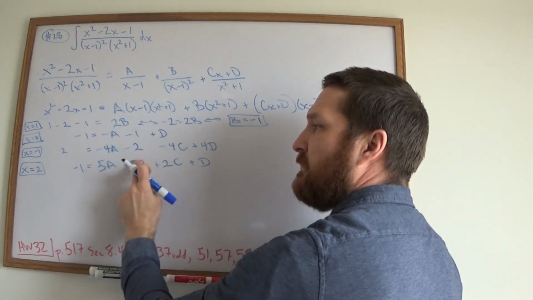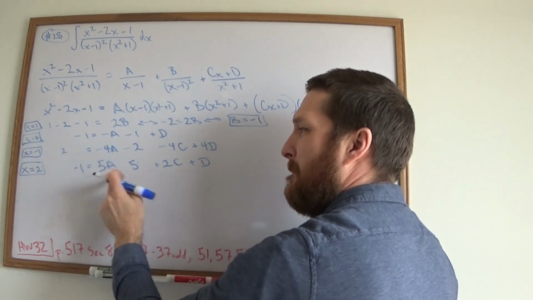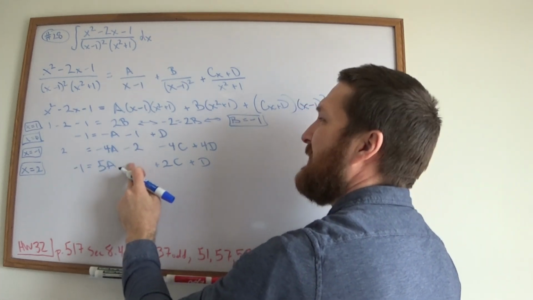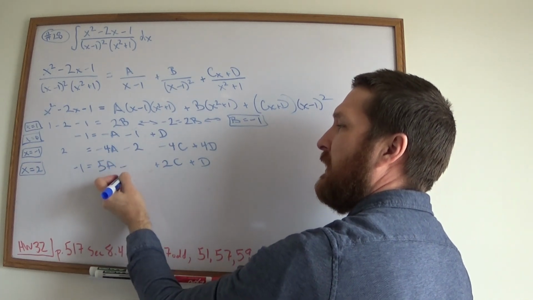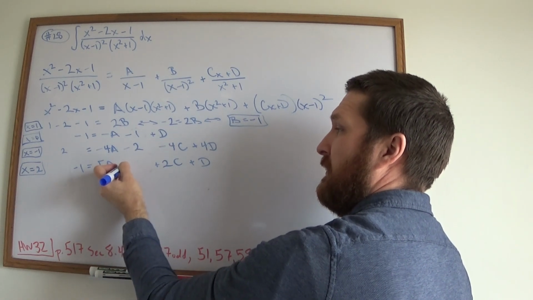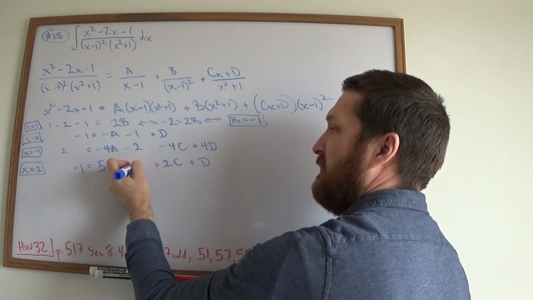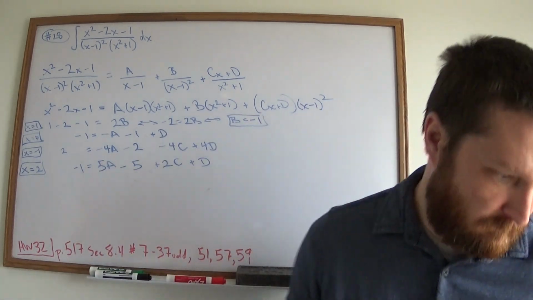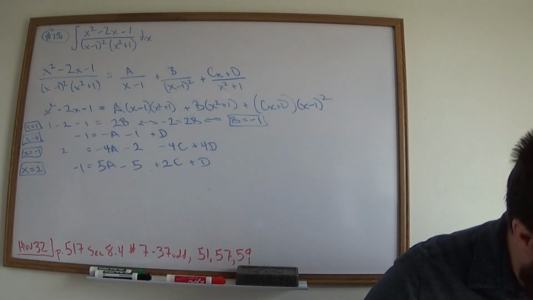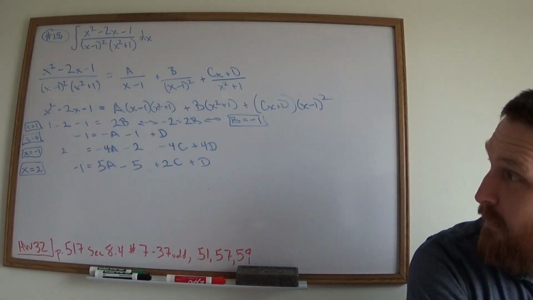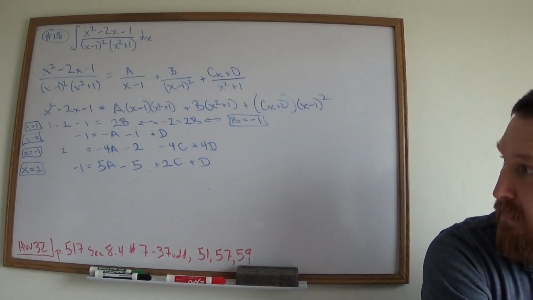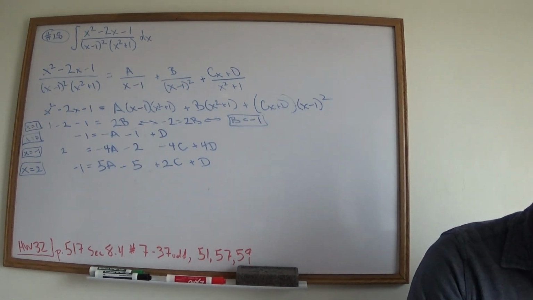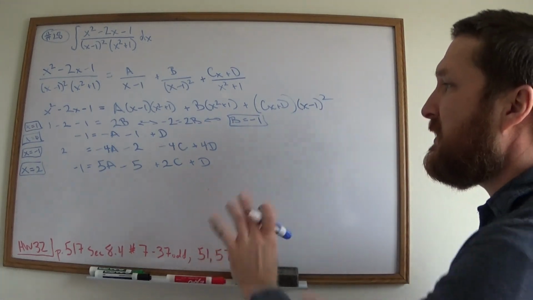And this becomes minus 10. No, minus minus 5. Wait a minute. What was that? That was a minus 5b? Or no, it was a plus 5b. And so now it should be minus 5. Let's make sure, because it was plus 5b. Plug in a negative 1 gives you a minus 5.